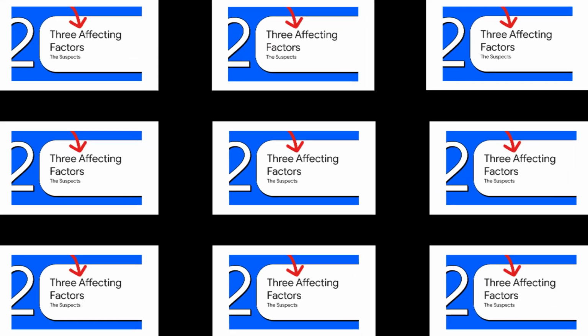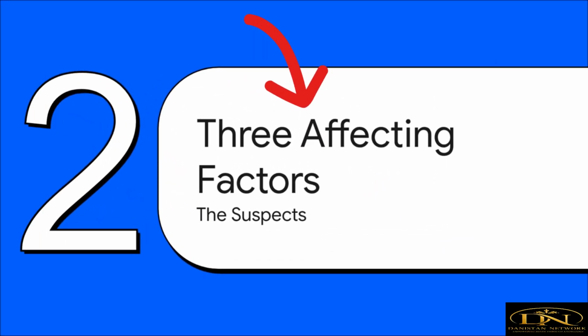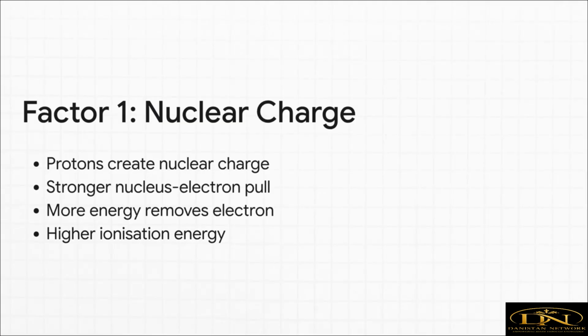That brings us to Section 2, the three factors affecting energy. Let's meet our usual suspects. Suspect number 1 is nuclear charge. Now, the nucleus is packed with positively charged protons, right? And as you add more protons, the total nuclear charge naturally goes up. Think of the nucleus like a giant tractor beam pulling on those outer electrons. A higher charge means a much stronger attraction, which means you're going to need way more energy to rip an electron away. Take lithium, for example.